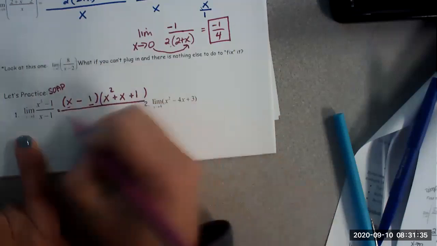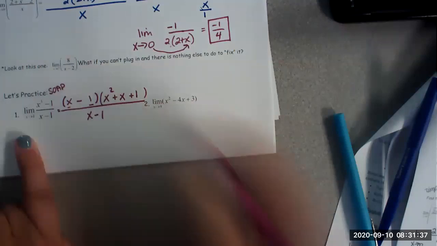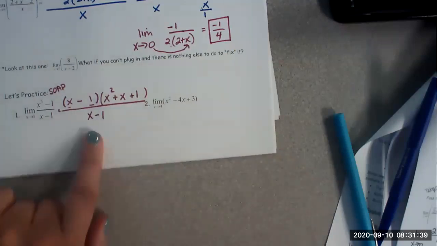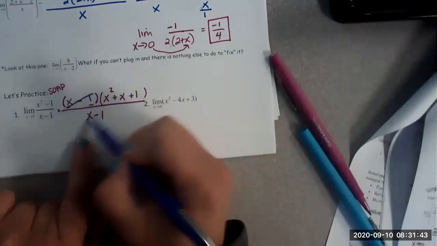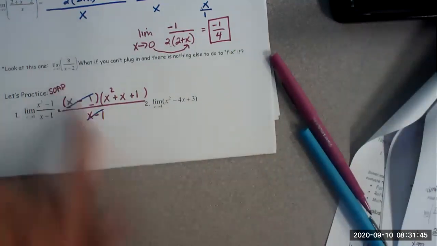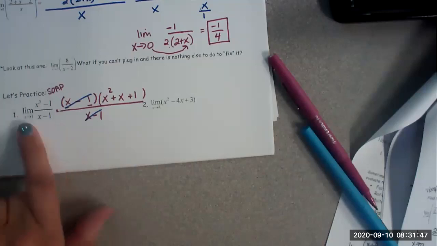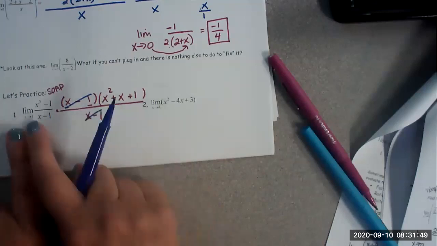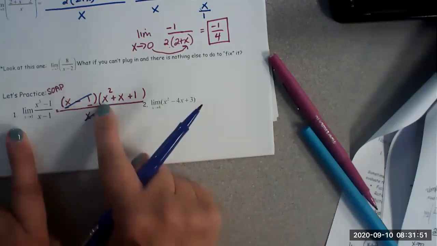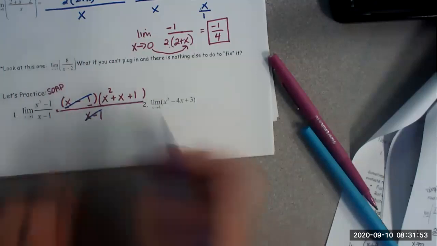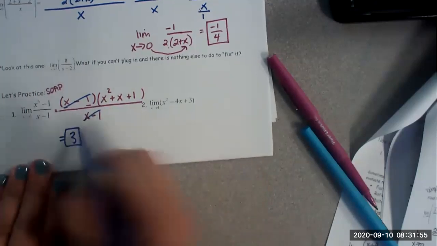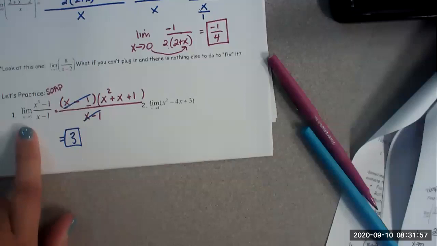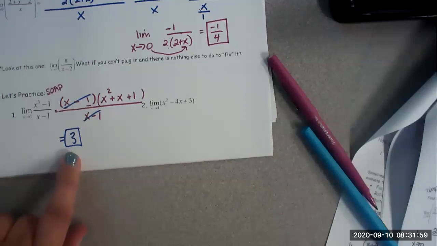All right, once we get that top part factored, we have the bottom. So what is that going to allow us to do right now? Cancel. Once you've canceled out the denominator, you should be able to plug a 1 in. So we're going to plug 1 in right here. 1 plus 1 is 2, plus 1 is 3. So your limit as x approaches 1 is 3. Any questions on that one? Okay.